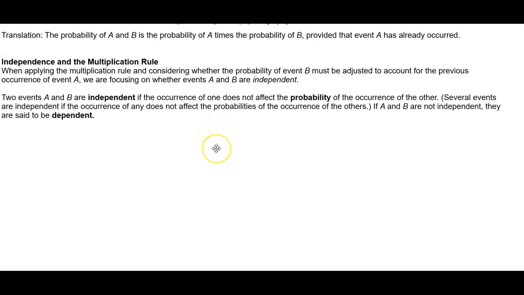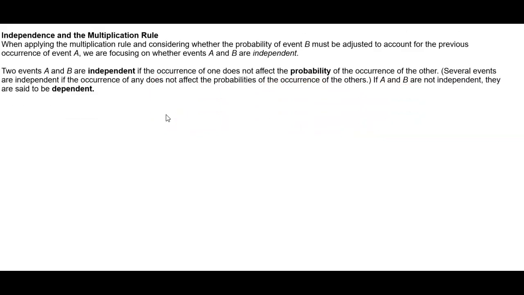Now, two events A and B are independent if the occurrence of one does not affect the probability of the occurrence of the other. Several events are independent if the occurrence of any does not affect the probabilities of the occurrence of the others. Now, if A and B are not independent, then they are said to be dependent.